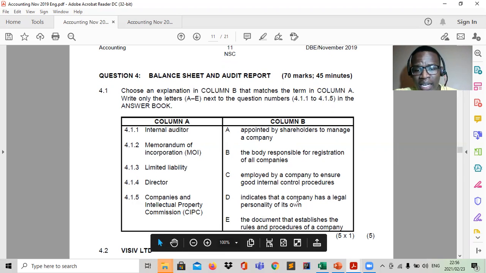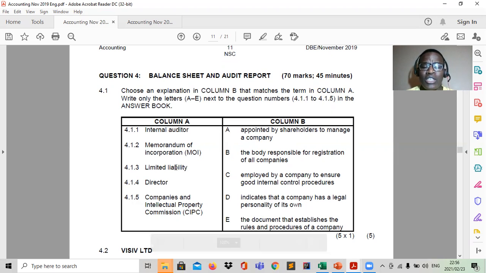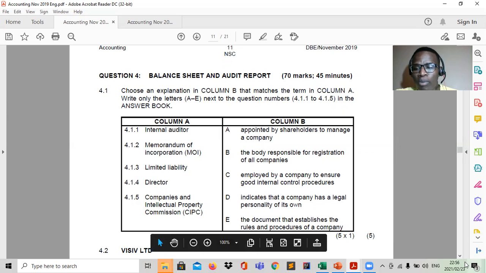Indicates that a company is a legal personality of its own. We've learned that limited liability is when a company has got the rights and responsibilities like any other person, right? It can be sued or it can sue, right? So that's what limited liability is. Then since we've covered limited liability, directors and the companies commission, we'll just move on to 4.2.3.